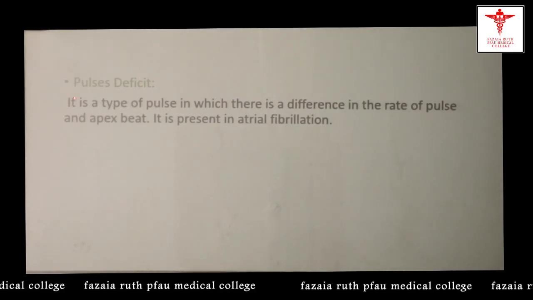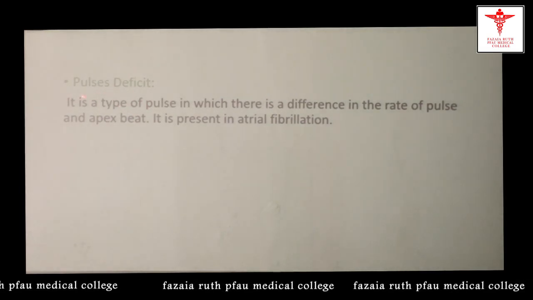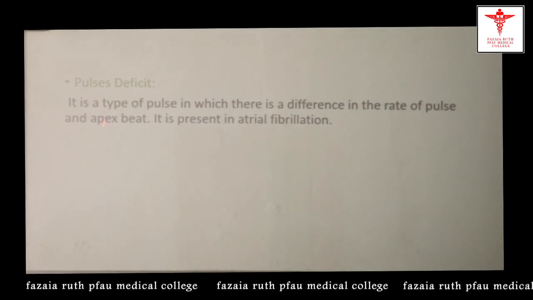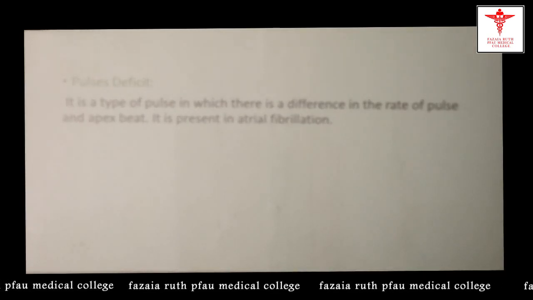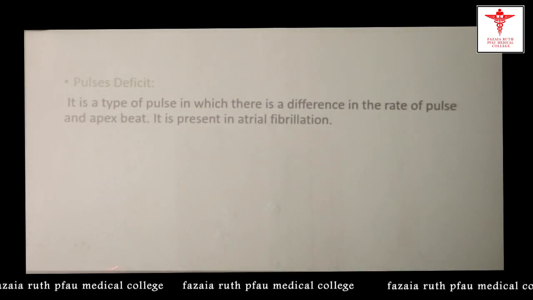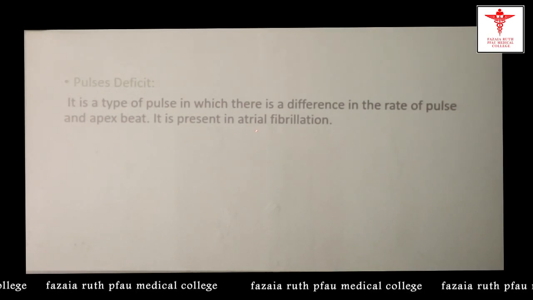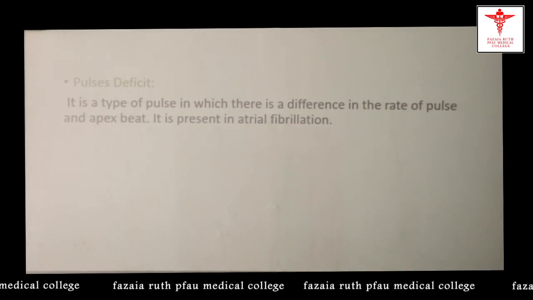Now the last one is pulse deficit. What is pulse deficit? It is a type of pulse in which there is a difference between the rate of the pulse and the apex beat. It is present in atrial fibrillation.